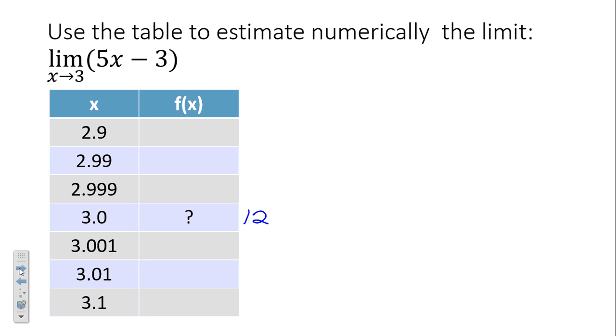However, there are times when the function is not defined at that particular value, and therefore we have to come really, really close to that particular number. So let's plug them in. 5 times 2.9 minus 3. What do we get? 11.5.